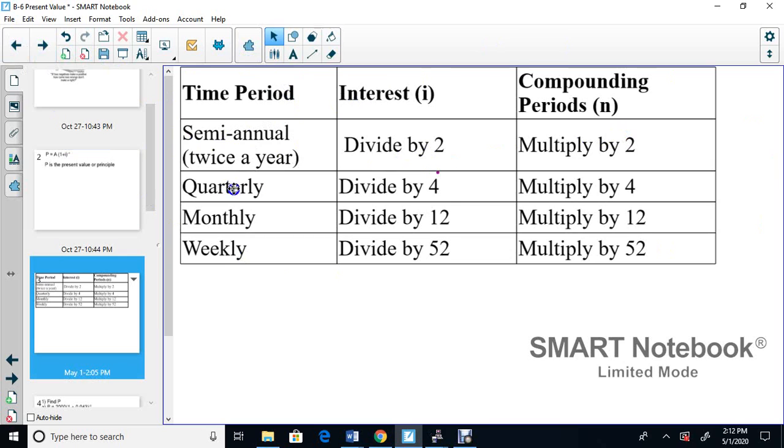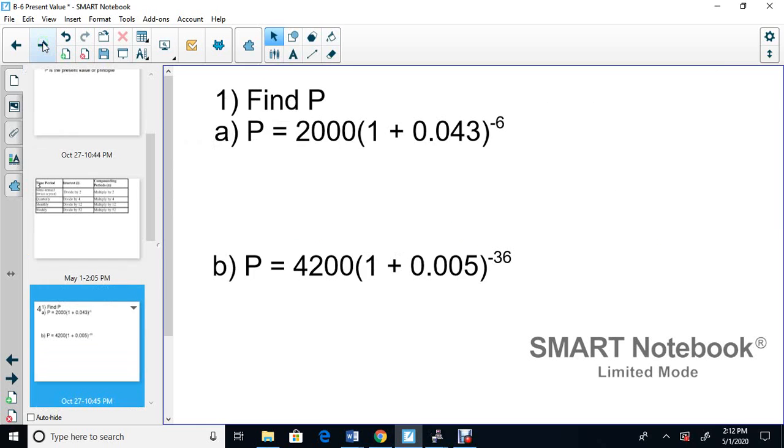Okay, we're still going to use this table. Semi-annual, 2. Quarterly, 4. We're going to divide and multiply by 4. Monthly, divide by 12, multiply by 12. And weekly, divide by 52 and multiply by 52. So we're still going to apply this. Okay, the best way is just to start, and let's do some questions.